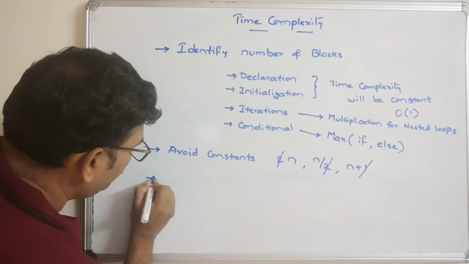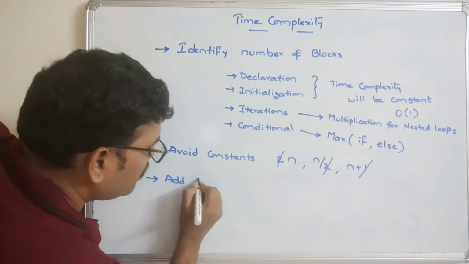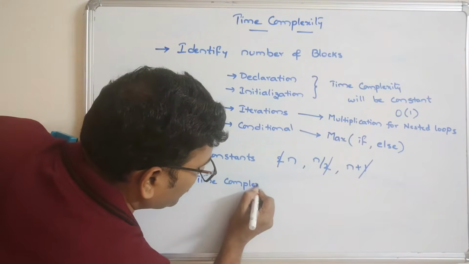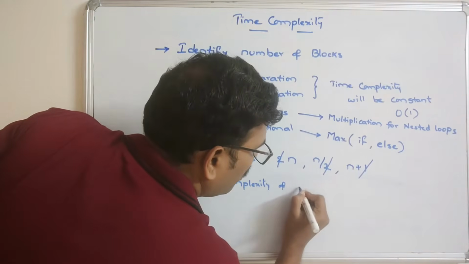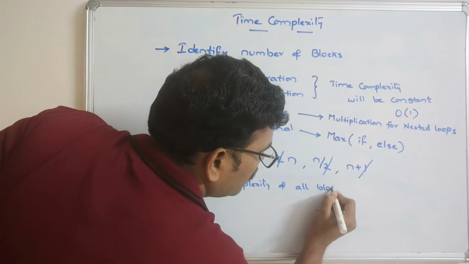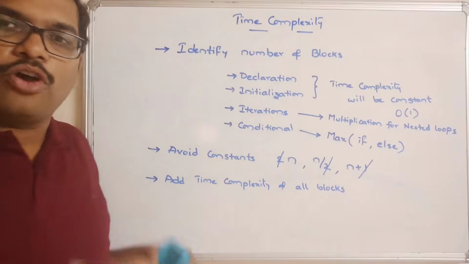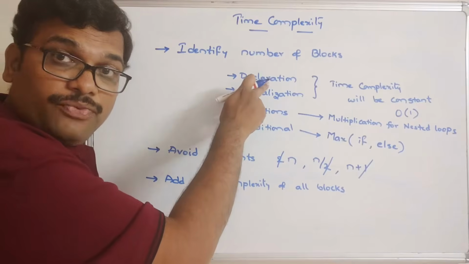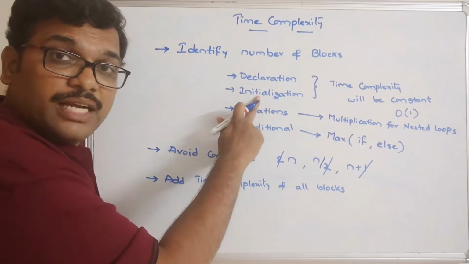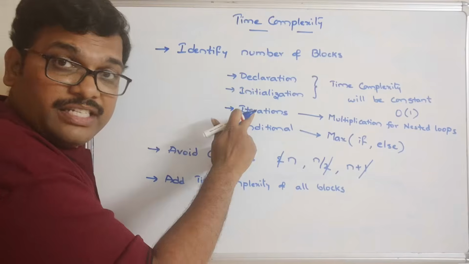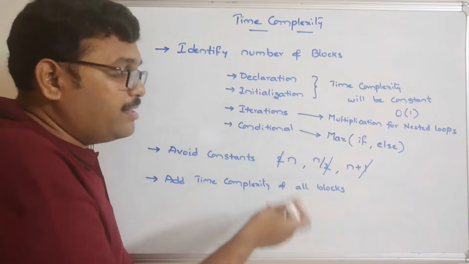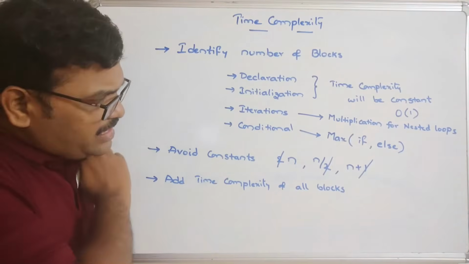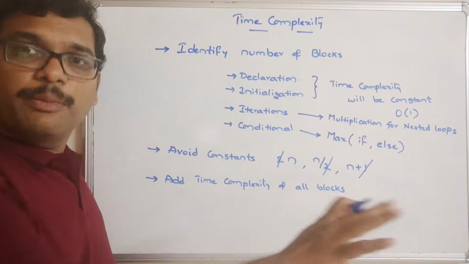Okay, and simply add the time complexity of all blocks. The time complexity of all the blocks we have to add. For example, add the time complexity of declaration, add the time complexity of initialization, add the time complexity of iterations if it has any, and add the time complexity of the conditional statement if it has any. So add each and every block, the time complexity of all the blocks.